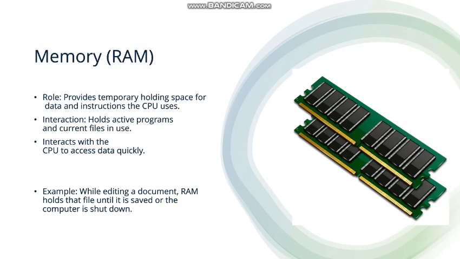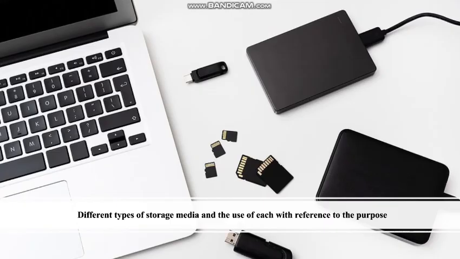Next one is RAM. The main role is that RAM provides temporary holding space for data and instructions for the CPU. How it interacts: it holds active programs and current files in use, and interacts with the CPU to access data quickly. For example, while editing a document, RAM holds that file until it's saved or the computer is shut down.